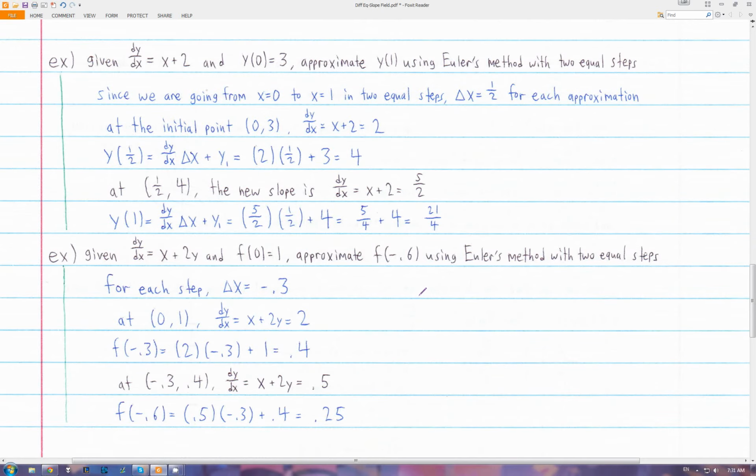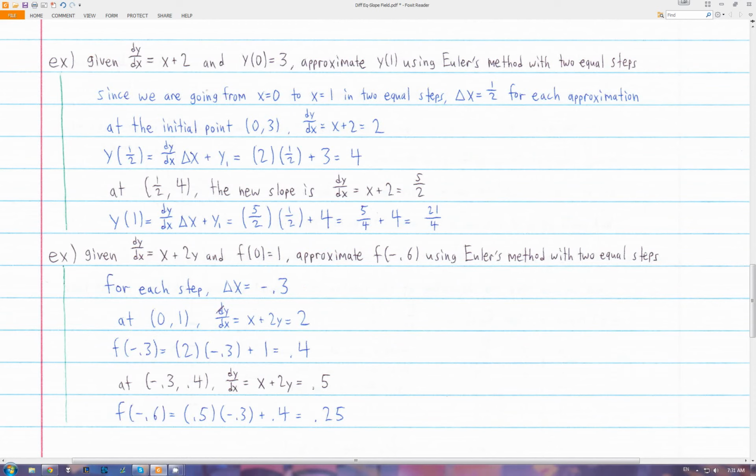So let's do one more. We have the equation dy/dx equals x plus 2y, and the initial value (0, 1). And we want to approximate the y value at x equals negative 0.6, using 2 equal steps again. So going from 0 to negative 0.6, each of the 2 equal steps will be negative 0.3. It's negative since we're going backwards.